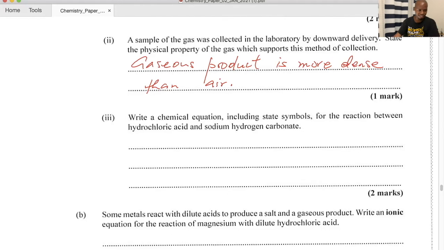And then the next one, I've been waiting for this one for a while. The moment I saw this question, this popped up. Write a chemical equation including state symbols for the reaction between hydrochloric acid and sodium hydrogen carbonate. So sodium hydrogen carbonate, you write it just the way it sounds. Sodium hydrogen carbonate, hydrochloric acid, HCl, aqueous.